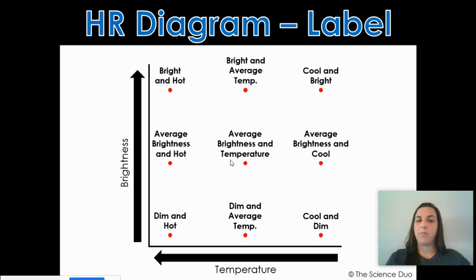I want you to pause the video, take a minute to look at this and study this. Because tomorrow you're going to have to see this HR diagram and you're going to have to know that the brightest is at the top and the dimmest is at the bottom. Temperature is hottest on the left, coolest on the right. Okay, all right, moving on.